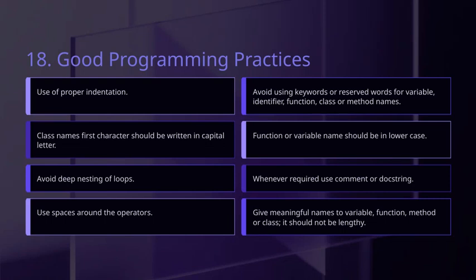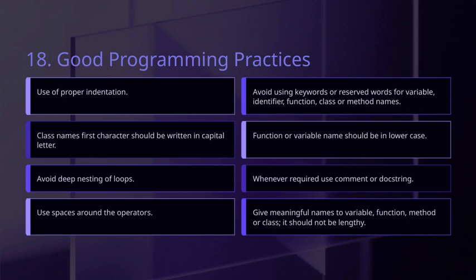Let's talk about some good programming practices that can really improve the quality of our code. First, always use proper indentation. This makes your code more readable and easier to understand, both for yourself and others. Remember, consistent indentation helps reveal the structure of your program clearly. Next, when defining class names, start the first character with a capital letter. This convention helps distinguish classes from other identifiers and keeps your code organized.